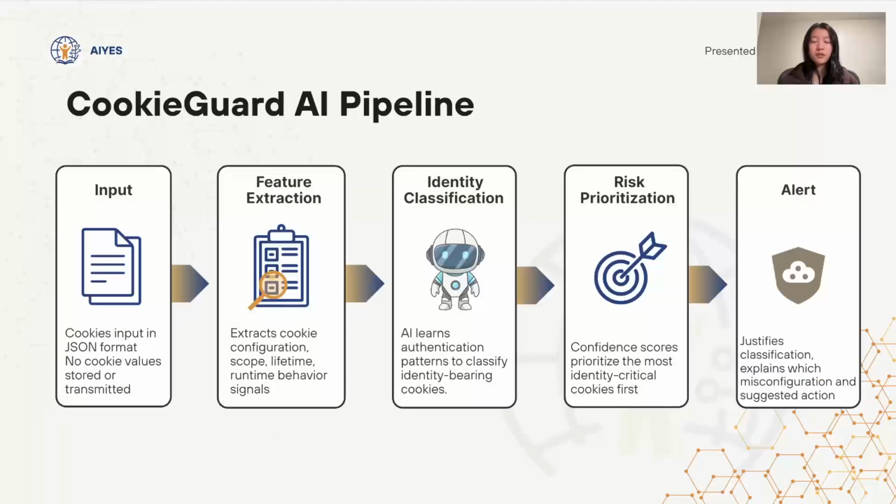The development of CookieGuard AI began as a three-component pipeline consisting of a cookie downloader, a back-end model, and a front-end visualization interface. The downloader extracted cookie metadata and exported it as structured JSON files. Then, the back end analyzed these features using a random forest classifier, and the front end displayed analytical results with explanations to the user.